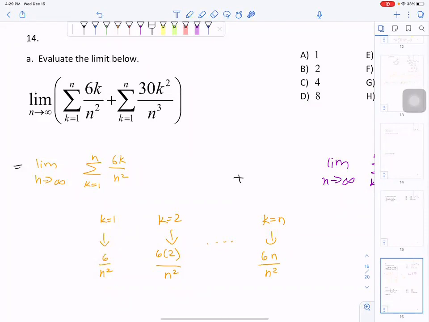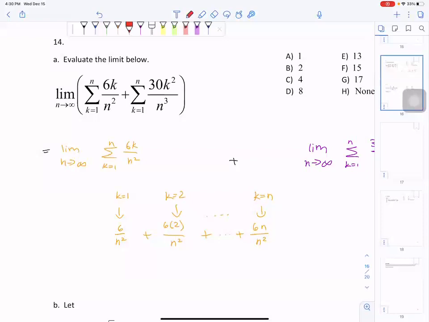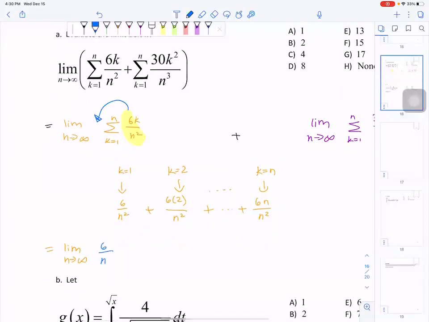Notice that no matter what term you have, so you would technically be adding all these together, you always have this n squared under here. That's because the n squared never changes. Your counter right now is k, because you're plugging different numbers into k. So you can rewrite it by taking this 6 over n squared out. It's basically acting as a scalar.